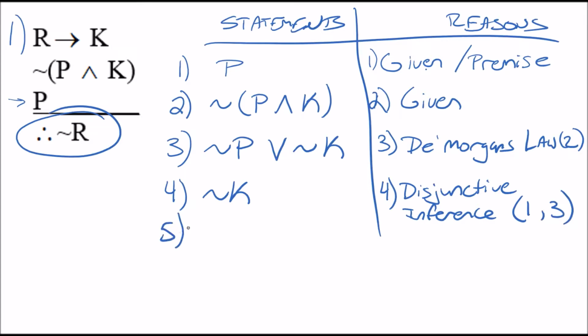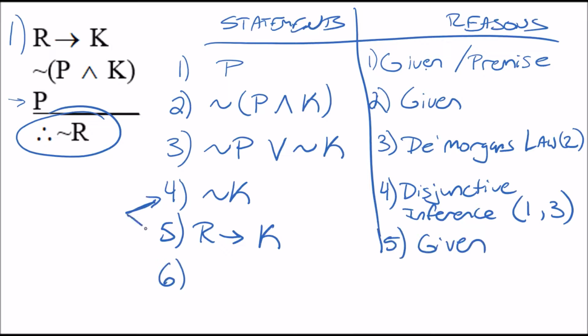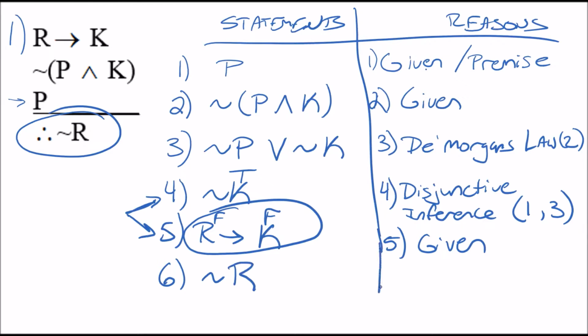And now we're going to write down 5 here. We also have that other given that says R implies K. So in this case, that's a given. And then 6, from lines 4 and 5 here, well, if not K is true, that means K is false. And in order for this conditional statement to be true here, either both R and K would have had to be true, or just R would have had to be false. So if we know that R is false in this case, that means that not R must be true.